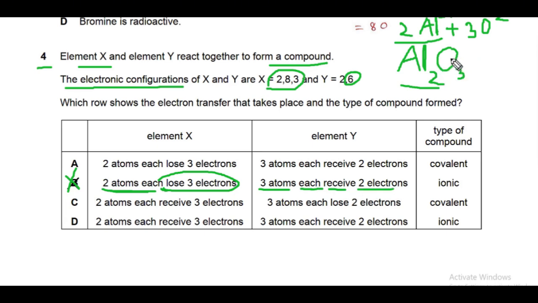So Al2O3 has 3 oxygen atoms, forming 3 O2-. That means 3 atoms, every atom takes 2 electrons, and aluminium is a metal, oxygen is a non-metal. X is group 3 with 3 electrons in the outer layer, a metal. Y is group 6, a non-metal. They form an ionic compound. So B is the right answer.